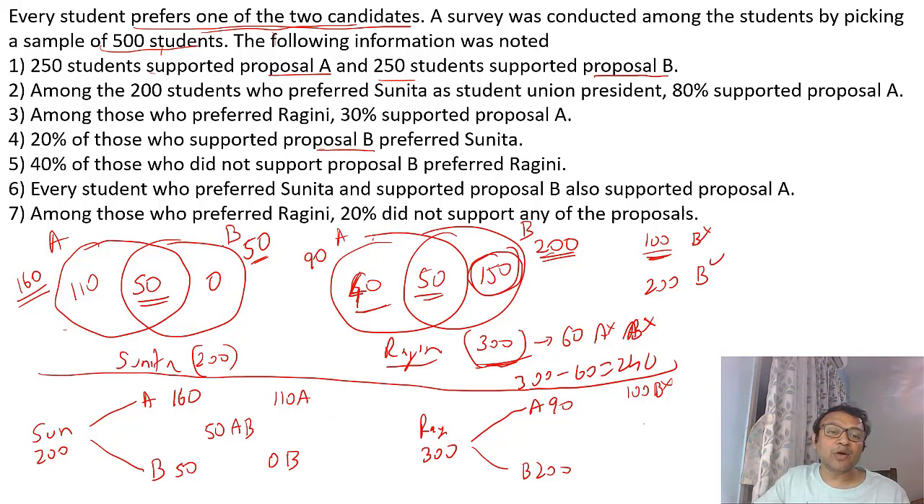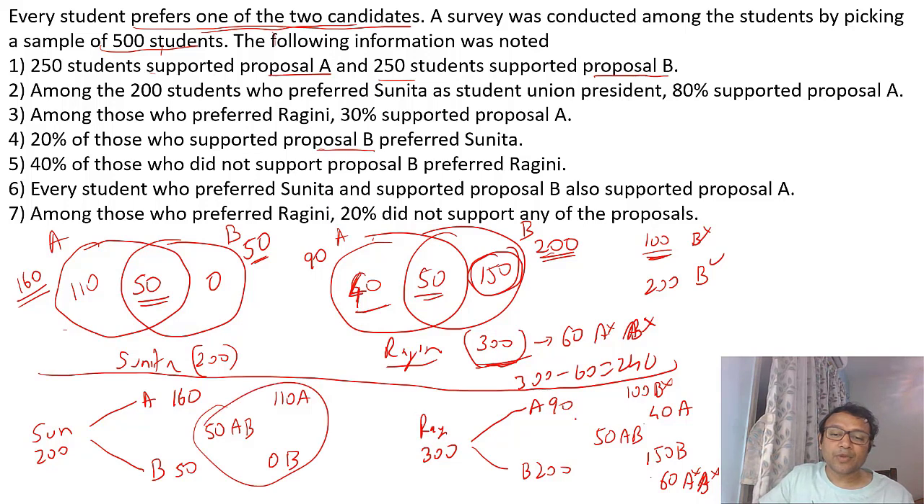Same if I go to Ragini. Among those who preferred Ragini, 20% did not support any proposal. So 20% of 300 is 60 people who did not support any proposal A or B, which means 240 people supported some proposal. From that, 200 supported B. That means 40 must have only supported A, which means 90 minus 40, 50 must have supported both A and B. So only B will be 150. So again I get this data.